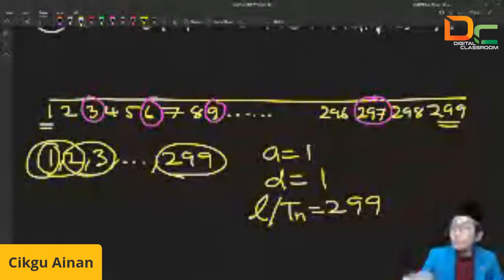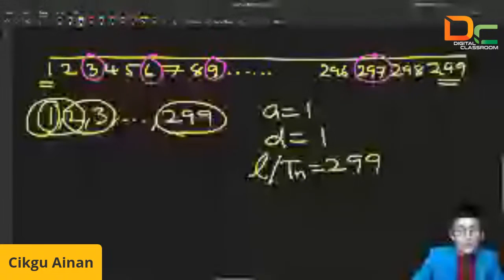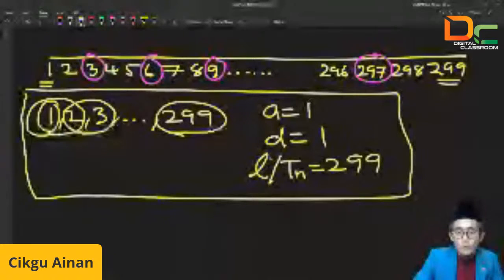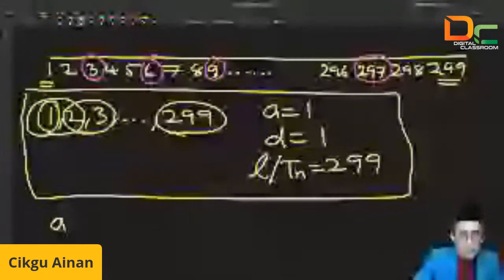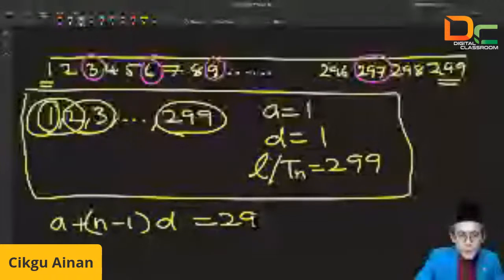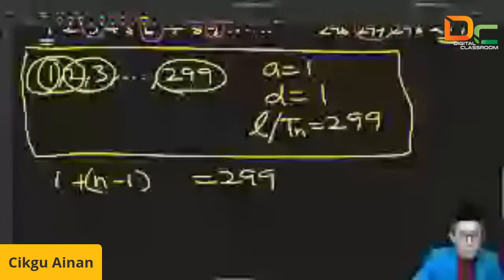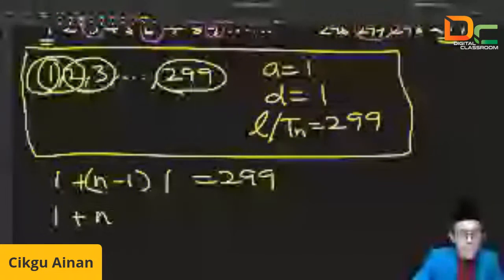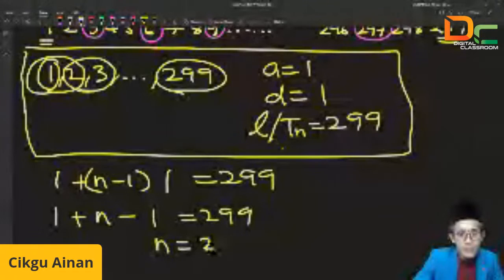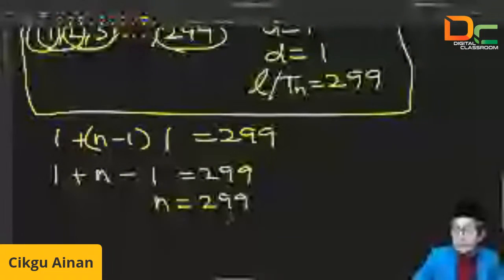But the N we don't know, we have to find it. Why? Because we are going to find the sum. From this information, we are going to find the N first. So Tn is A plus N minus 1 multiplied by D equals 299. What is A? A just now we got 1, D also 1. So 1 plus N minus 1 equals 299. So N is 299.